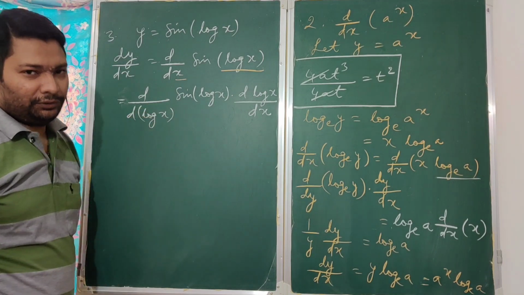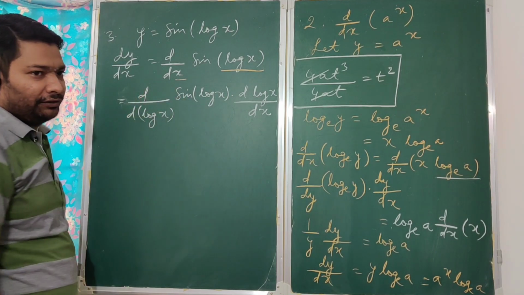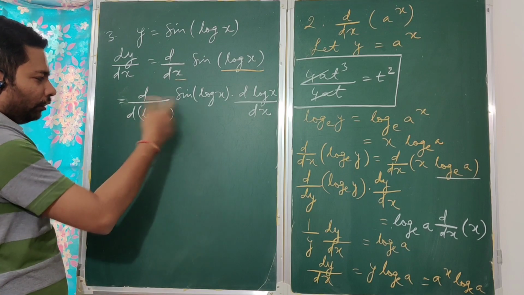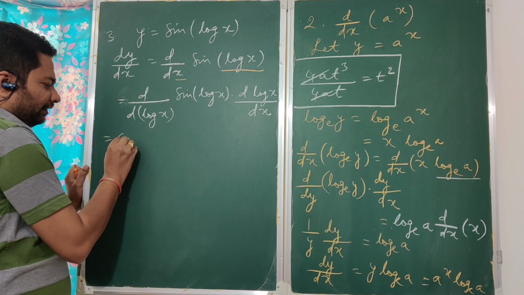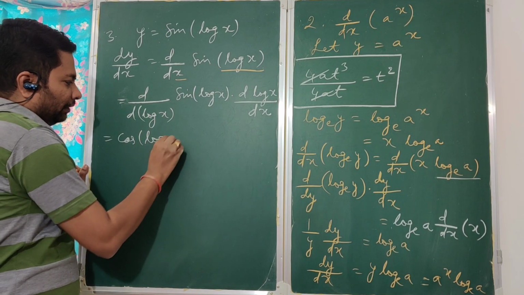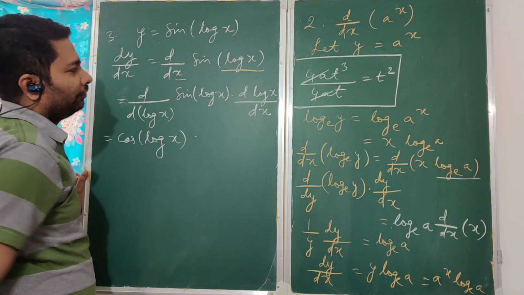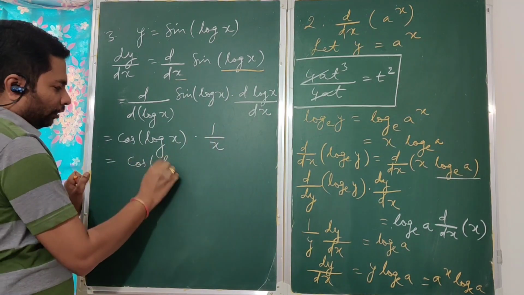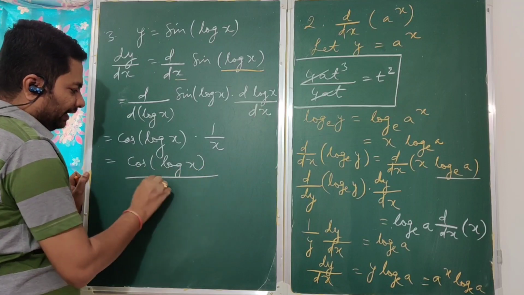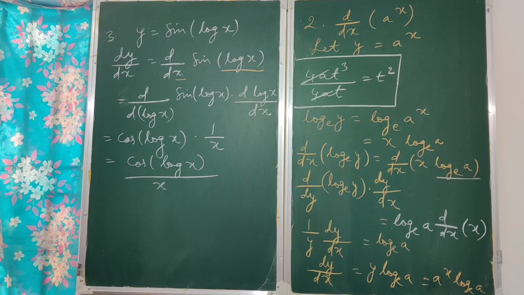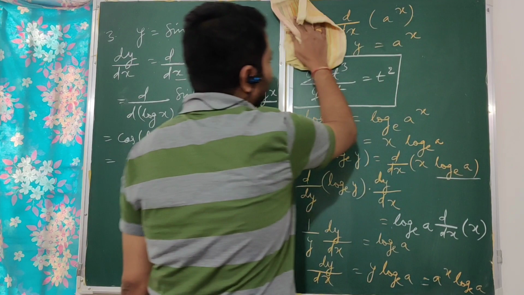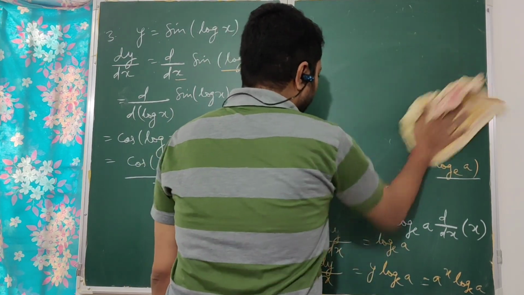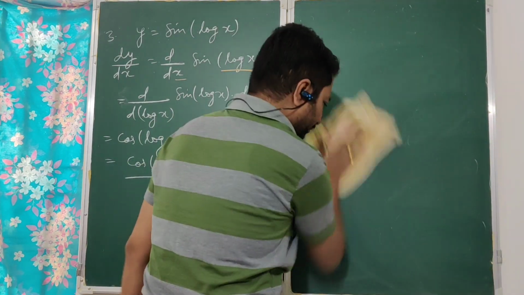Now if log x is equal to z, then it is d by dz of sine of z. So that will be cos of z or cos of log x. So we can write this as cos of log x. And what is d by dx of log x? It is 1 by x. So what will be the answer? It will become cos of log x by x. So that's how you can differentiate this function. Let's take another function. So I'm just telling you how all these things can be done.